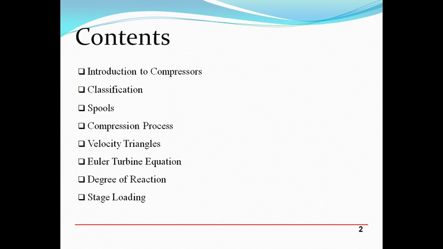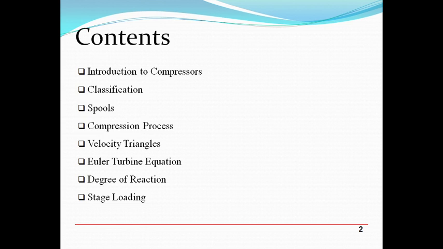Then we will understand the compression process. Here we try to use the TS diagram or HS diagram to understand the isentropic process which happens in the compressors. Then we will spend some time in velocity triangles. In the last propellers section we have used the velocity triangles. We try to use the same philosophy here in understanding the compression process, and that's very useful for understanding the work done on the compressors, understanding the different relations for the work done in the compressors.